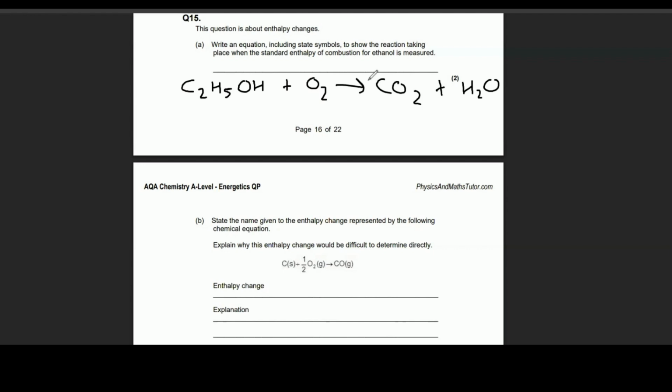Right. How many carbons? Two. So I'm going to make two carbon dioxides. How many hydrogens? There's six over there, so I need a three there. That means I've got three. Two times two is, what's that? Oh my God, I've gone mad. Two times two is four, plus three is seven. There are three oxygens over. Oh, that's fine. I just need a three there.